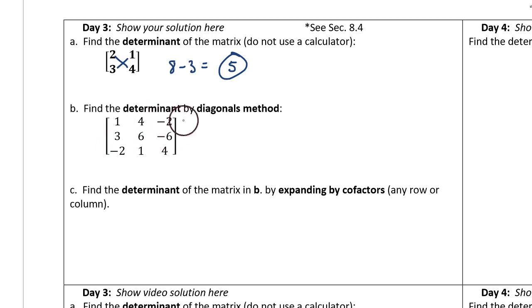Question B, find the determinant by the diagonals method. This time it's a 3 by 3. The technique was to rewrite column 1 onto the end of the matrix and to add column 2 onto the end of the matrix as well.